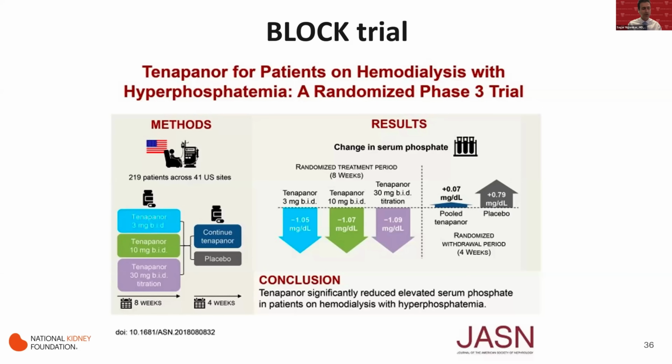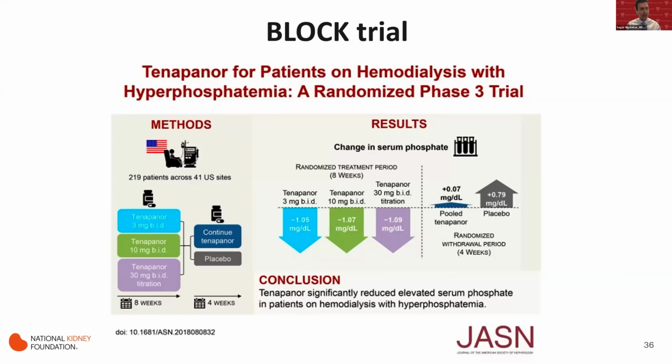assigned these patients broadly to two groups, either the tenapanor group or the placebo group. But within the tenapanor group, there were 3 different doses that were tried: 3 milligram twice a day, 10 milligram twice a day, or 30 milligram twice a day. As you can see in this visual abstract, the change in serum phosphate is their primary endpoint. And across all the 3 groups of active intervention with tenapanor, you see on average anywhere between 1.05 to 1.09 milligram per deciliter reduction in the serum phosphate.